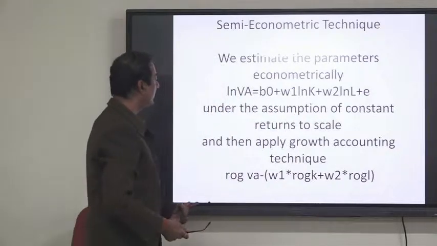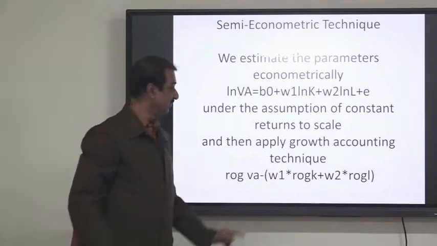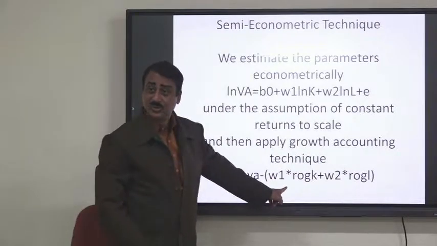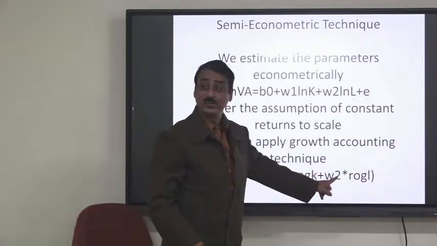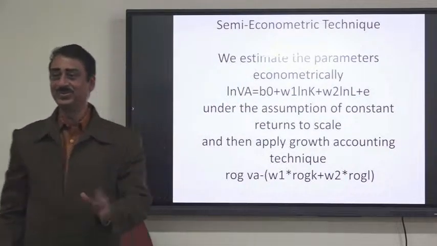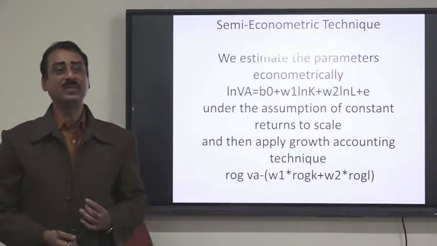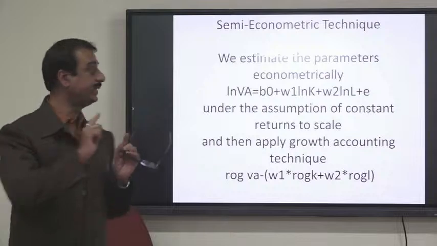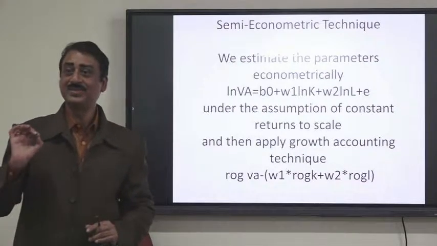Once you have that, you calculate the rate of growth of value added minus W1, which is known to you, times the rate of growth of capital, which is known to you, minus W2, which is also known to you, times the rate of growth of labor, which is also known to you. Then you can work out the residual. So the difference between the growth accounting technique and the semi-econometric technique is important.